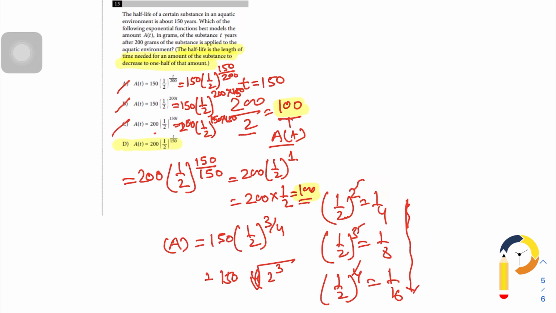So in this type of question, you don't need to make the model, right? What you need to do is just plug in the values. After 150 years, the 200 grams will be left as 100. So we just plug in t equal to 150 there, and from D only we get 100 when we put 150, so the amount after 150 years will be 100, right? So that's it for today.